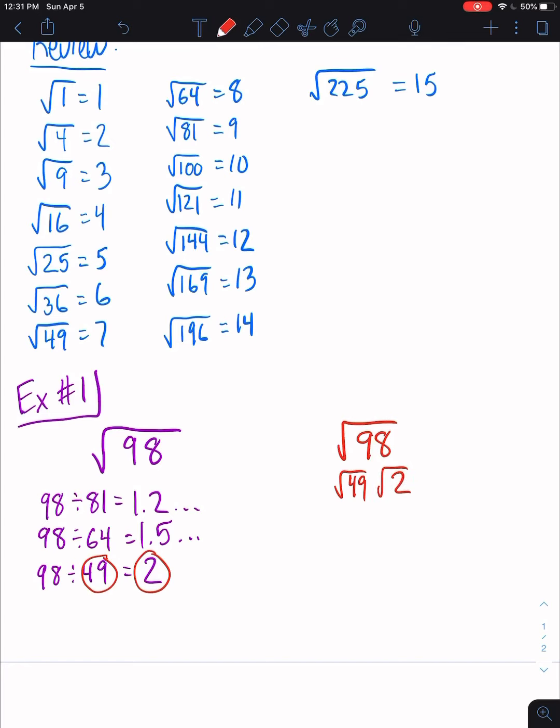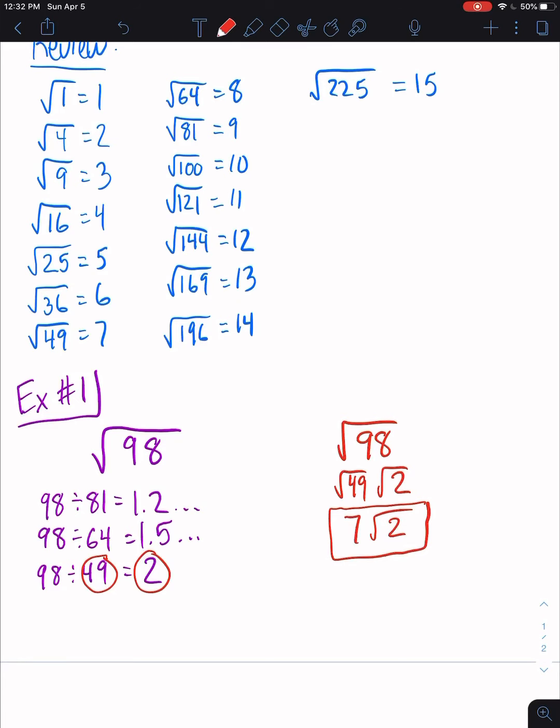Now the radical 49 we know is the number 7. So all we have to do here is turn that into a 7 and we get 7 radical 2 as our final answer. Okay, because the radical 49 is on our chart up here. It's on our list of common perfect squares.